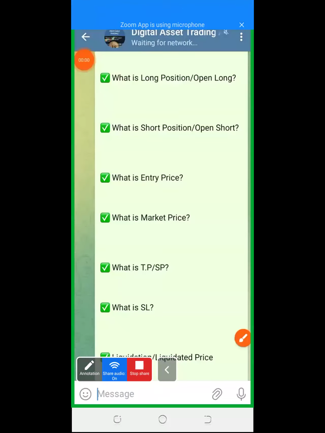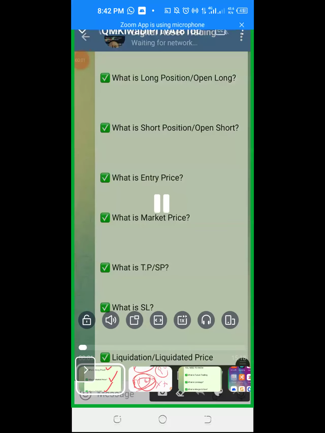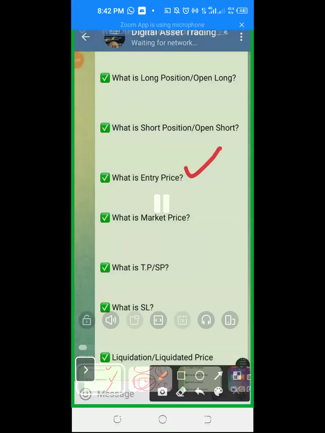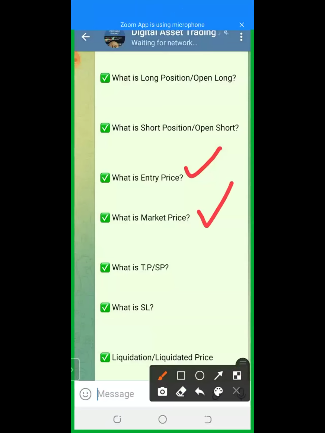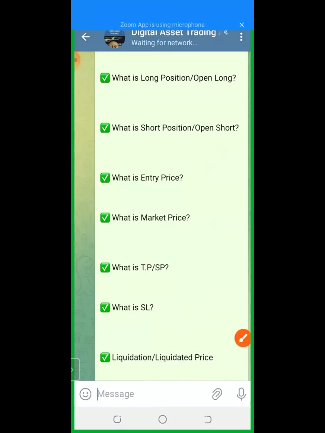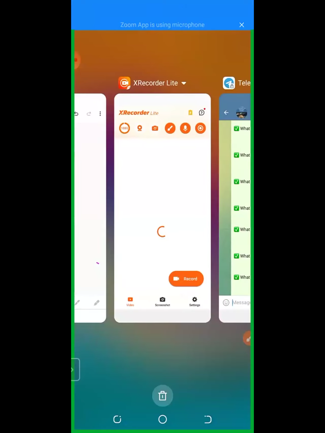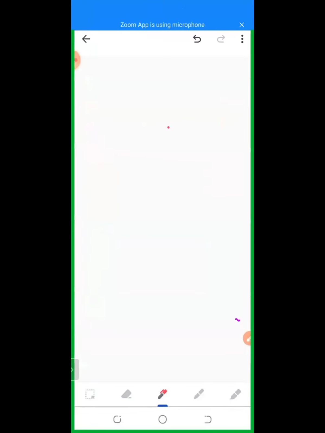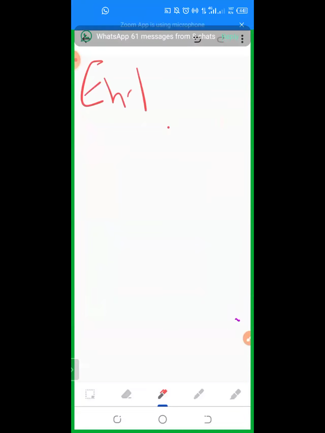So in this next video, I'll be talking about what is entry price, what is market price, what is TP, what is SL, what is liquidation, and liquidated price. Now, what is entry price? These are the things you will see when you start trading. What is entry price? That's easy to understand.